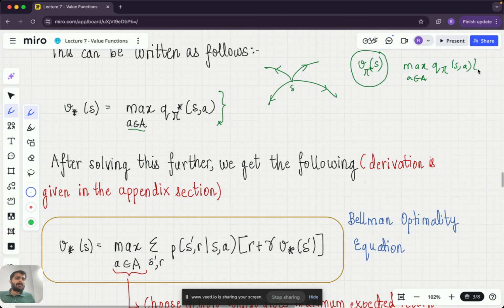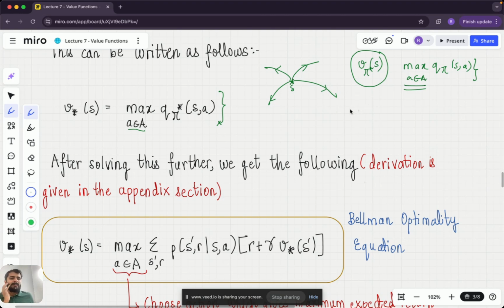So what I'm doing over here is that I am choosing an action which gives the maximum value for the action value function, which means that I'm choosing an action which gives me the maximum expected return in the long run. And if my policy is optimal, then my value function will also give me the exact same value, because whatever action will be followed by my value function will be exactly the same as the action chosen by doing this maximum.